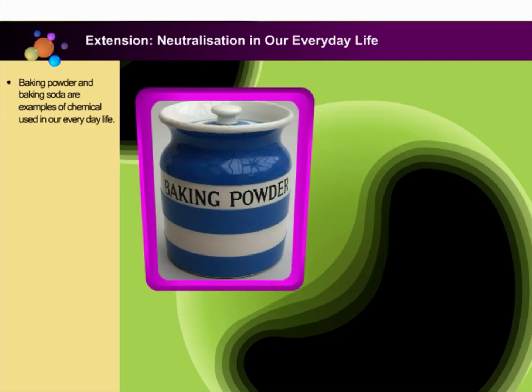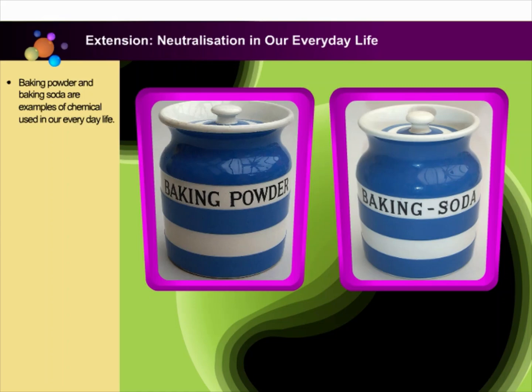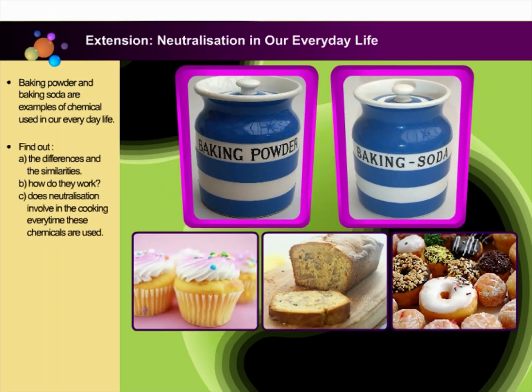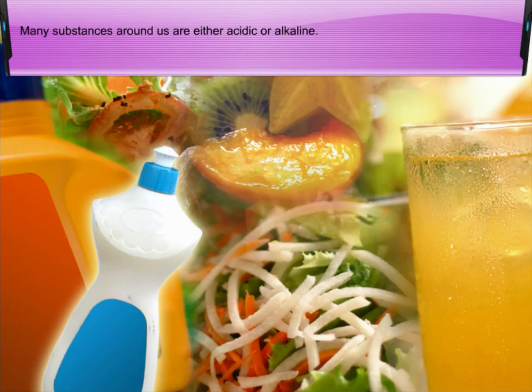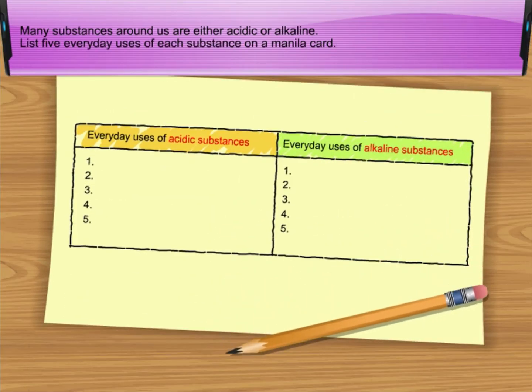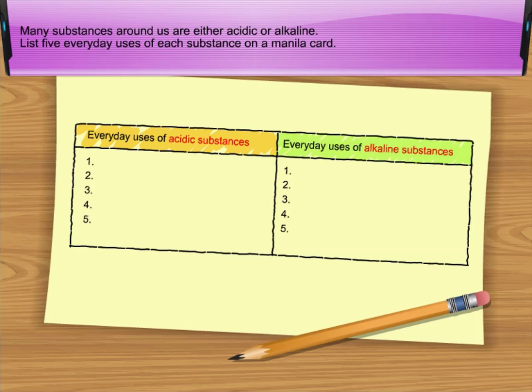Baking powder and baking soda are examples of chemicals used in our everyday life. Find out the differences and similarities. How do they work? Is neutralization involved in cooking every time these chemicals are used? Present your findings in a very interesting and creative way. Many substances around us are either acidic or alkaline. List 5 everyday uses of each substance on the worksheet. Share your findings with your friends.